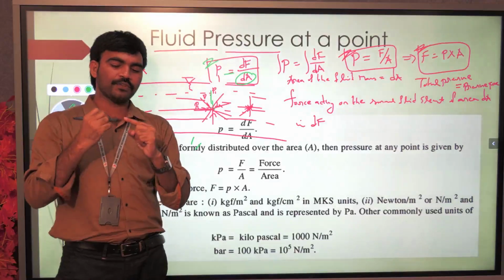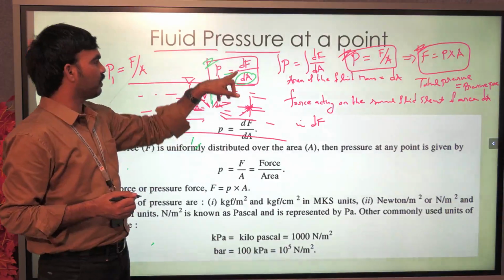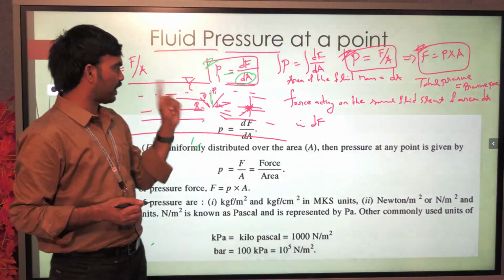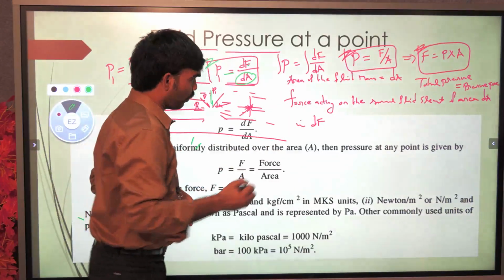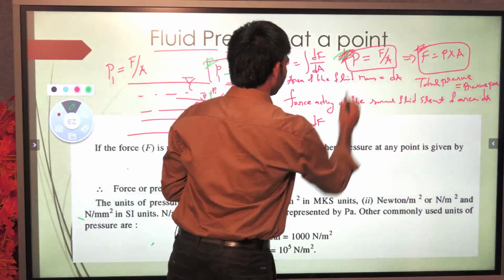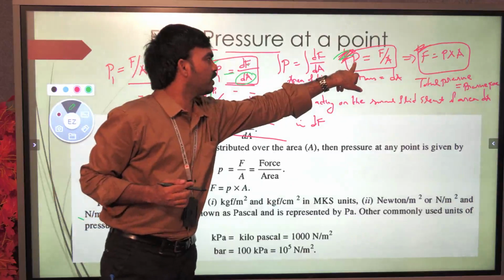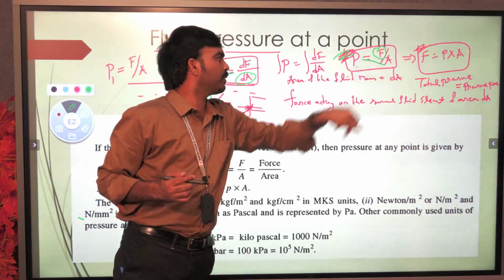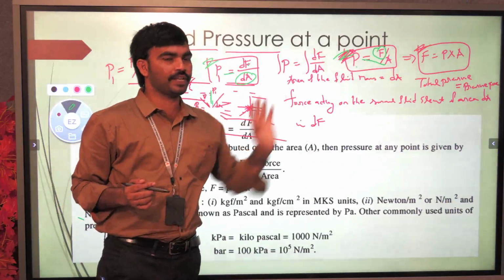What if the pressure is acting uniformly over the entire fluid mass? Then it is integration, right? You will get P, the pressure intensity, equal to F by A. So pressure intensity is nothing but force per area. This is the expression for pressure. So what is the pressure force? If you multiply the pressure intensity with area, you will get force. So the pressure force, or total pressure, is nothing but pressure into area.